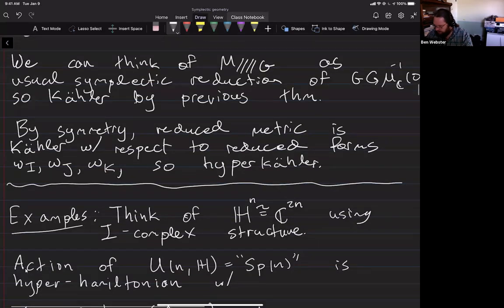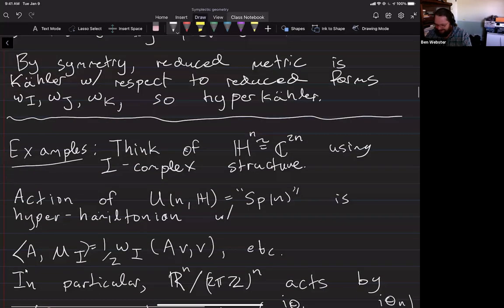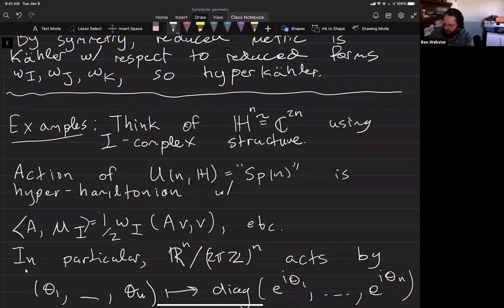All right. So if I'm going to do such a reduction, I better come up with some hyper-Hamiltonian actions on this guy. And this group I introduced before, the unitary matrices with quaternion coefficients, or SpN, remember it's called that because it's the maximal compact subgroup of Sp2N C. That acts on H^N, and it's not too hard to check that it acts hyper-Hamiltonianly.